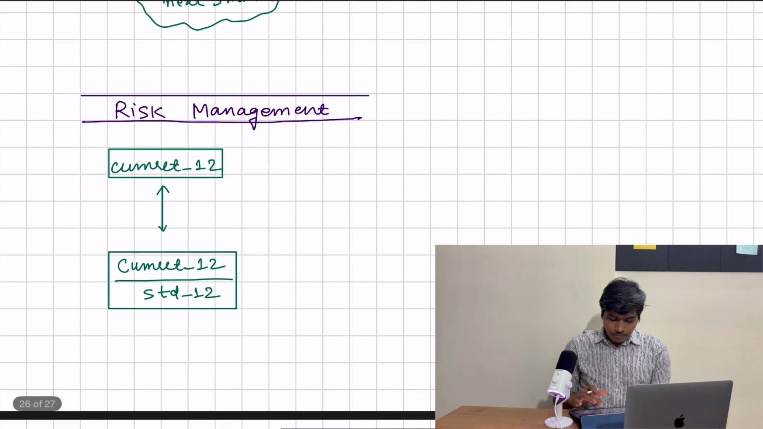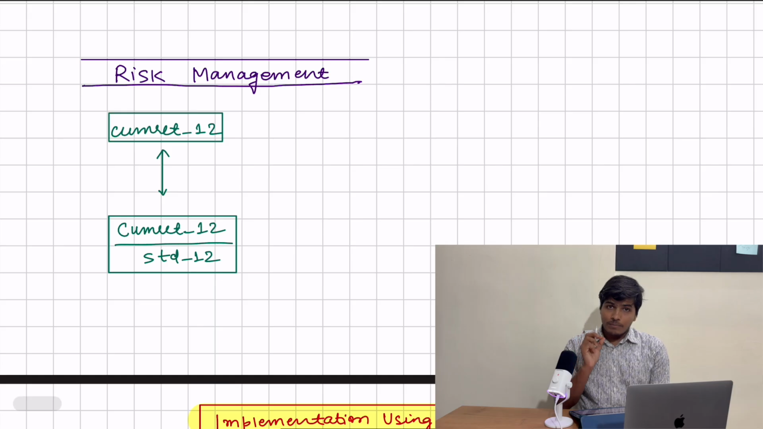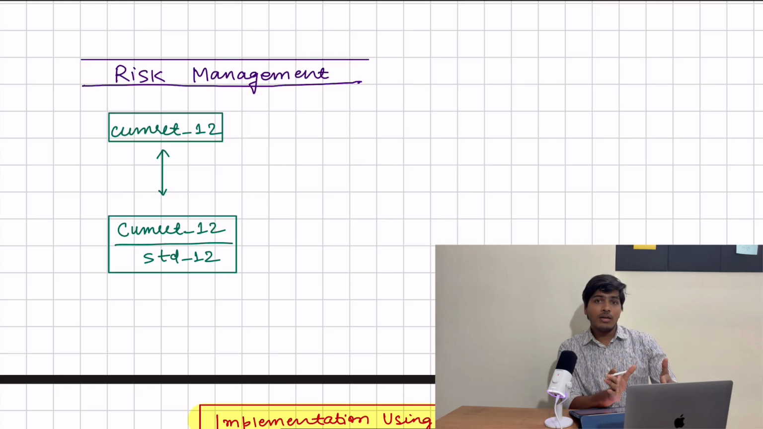For example, one standard approach used in the industry is that instead of cumulative 12, they use cumulative 12 divided by standard deviation for the same time period. If I am taking the cumulative return of 12 months, then we have to calculate the standard deviation of the last 12 months. This is standardized and it is called the risk adjusted momentum. Over the years it has been seen that by following this method the drawdown is very less as compared to the raw cumulative return.